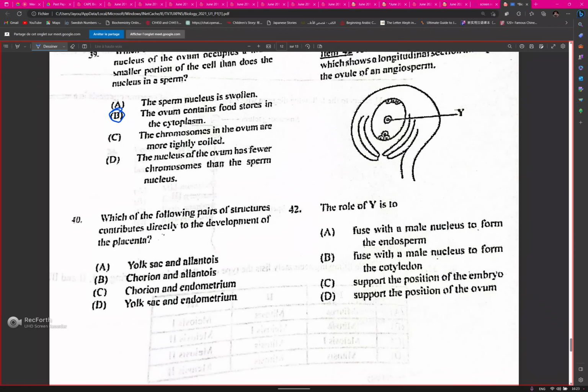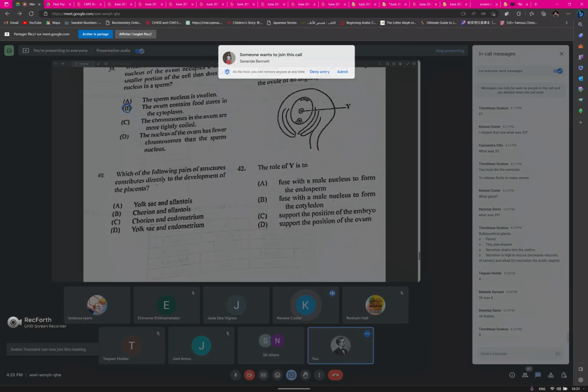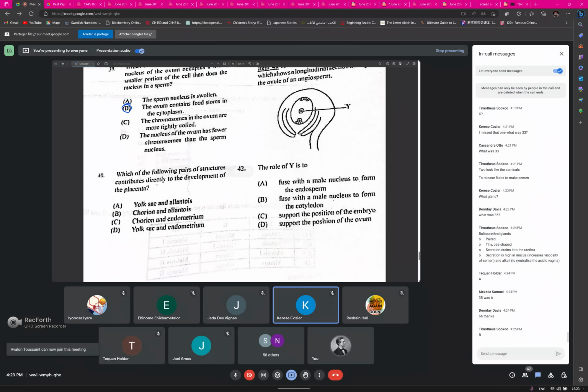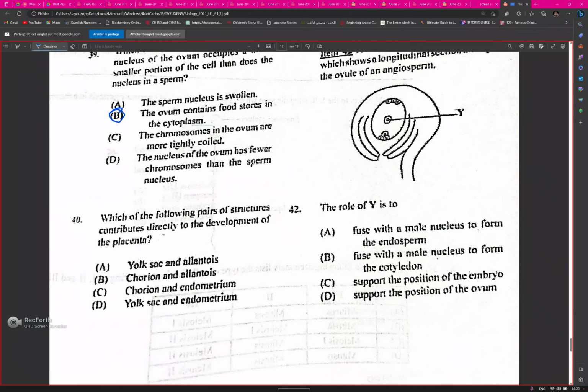Alright. 40. Which of the following pairs of structures contribute directly to the development of the placenta? Sir, is it C? The chorion and endometrium? Yes, sir. The chorion and the endometrium. It's B. The chorion and the allantois. C, I would believe.